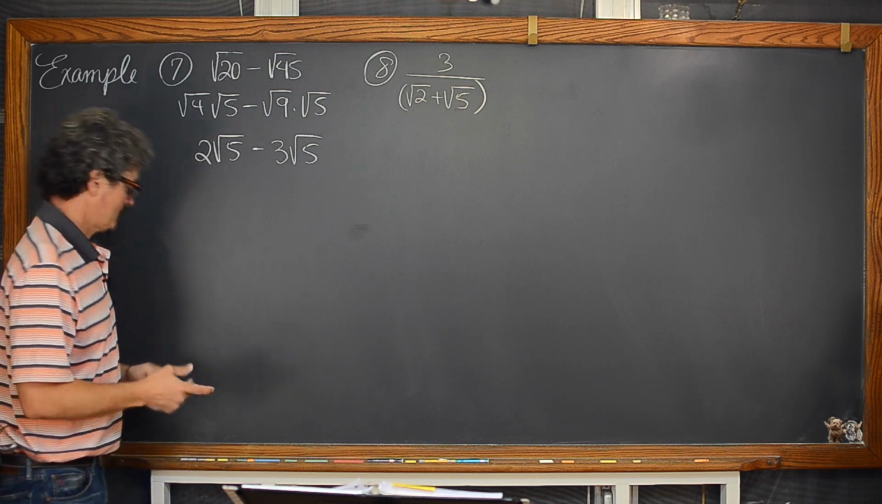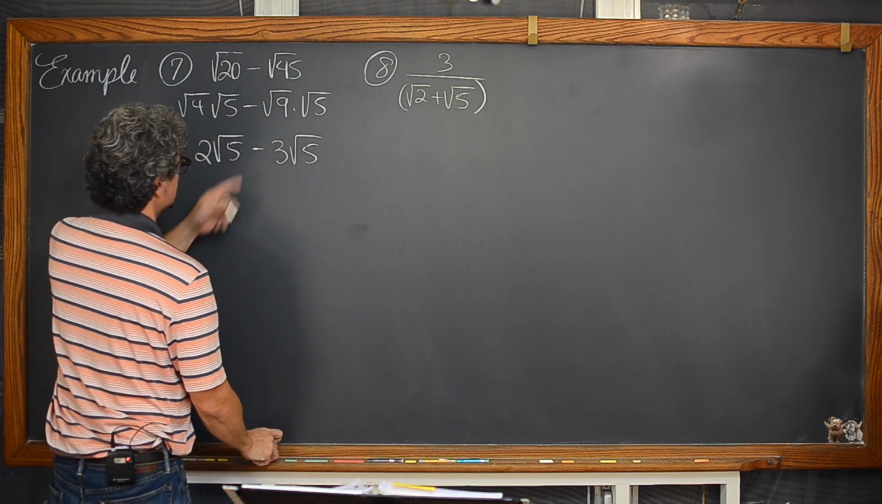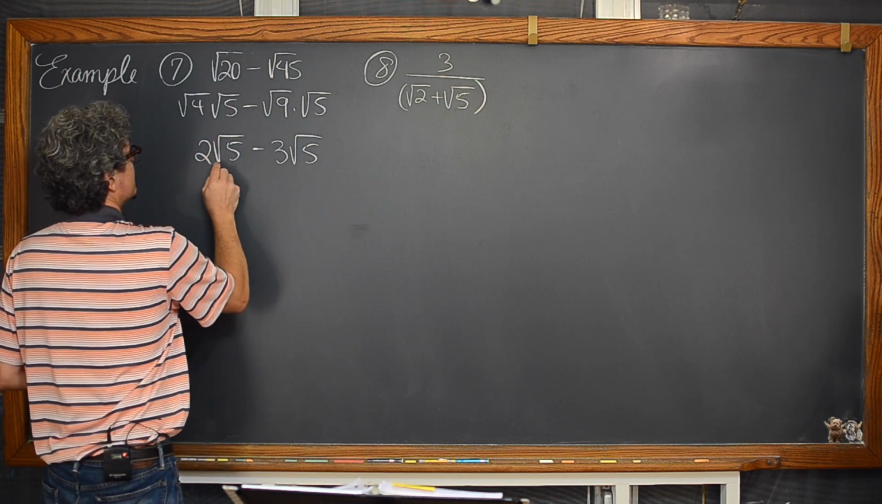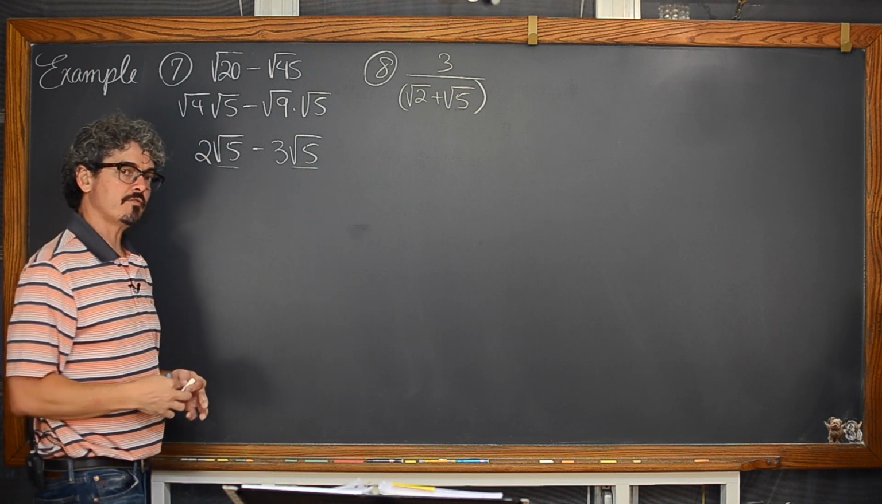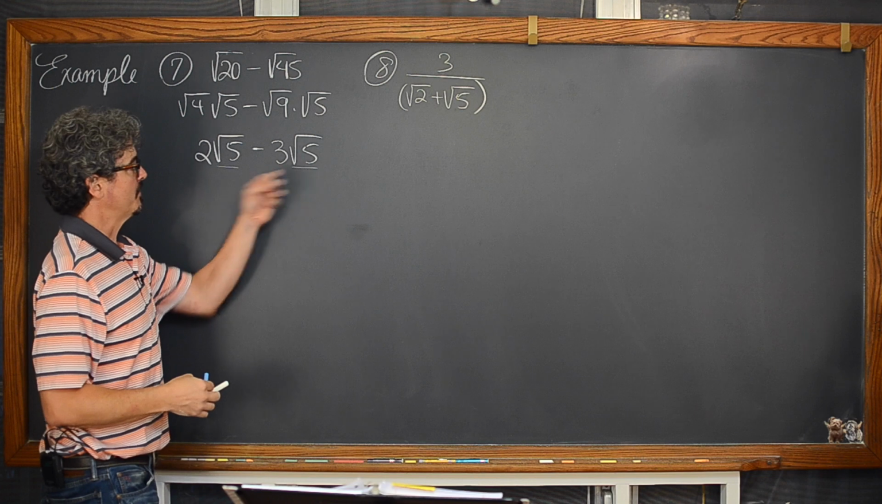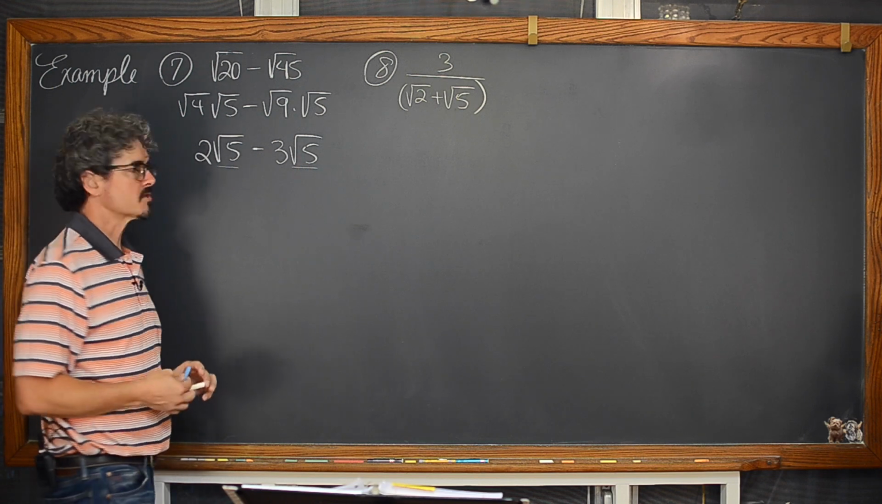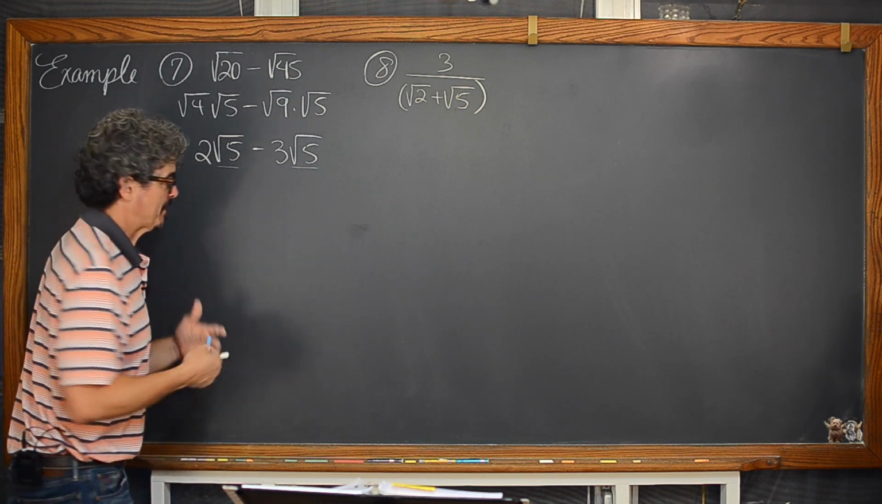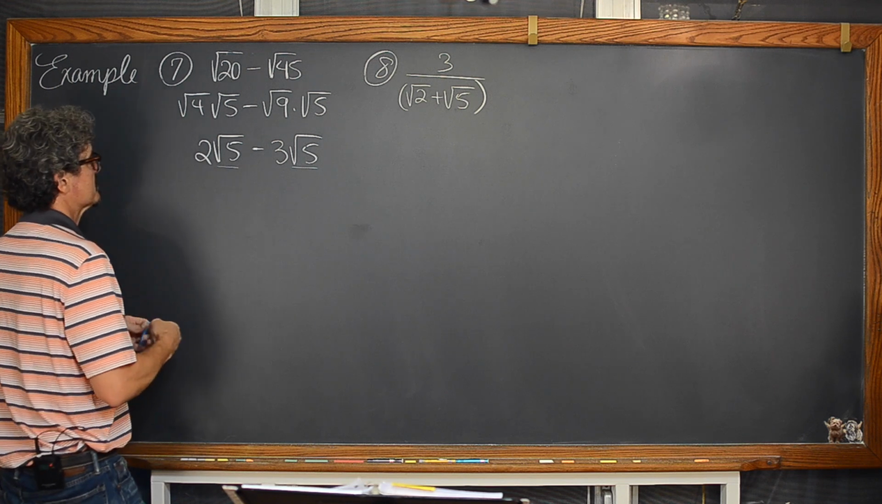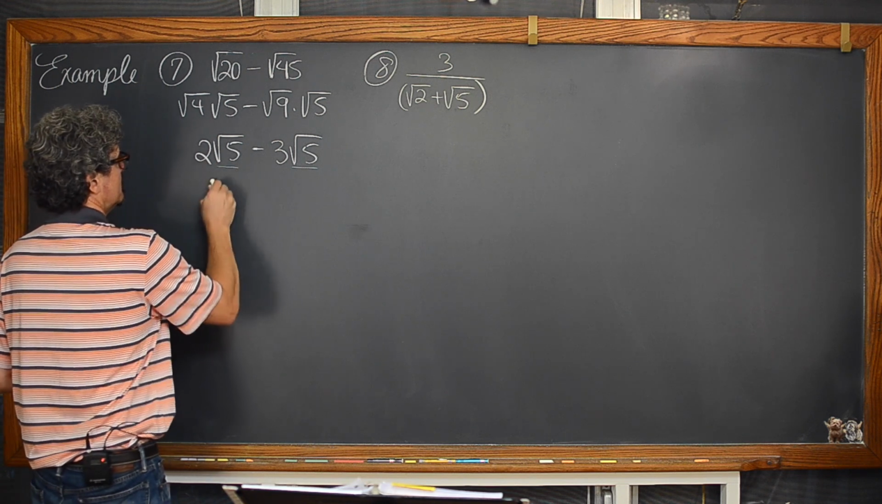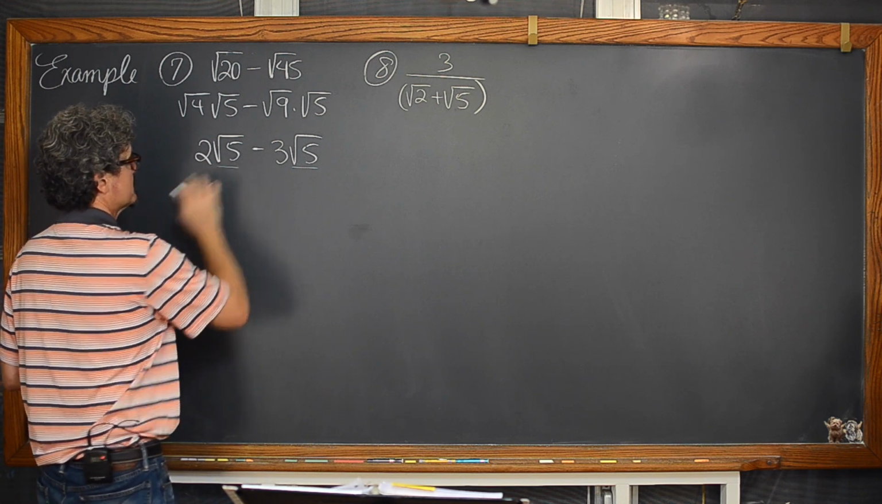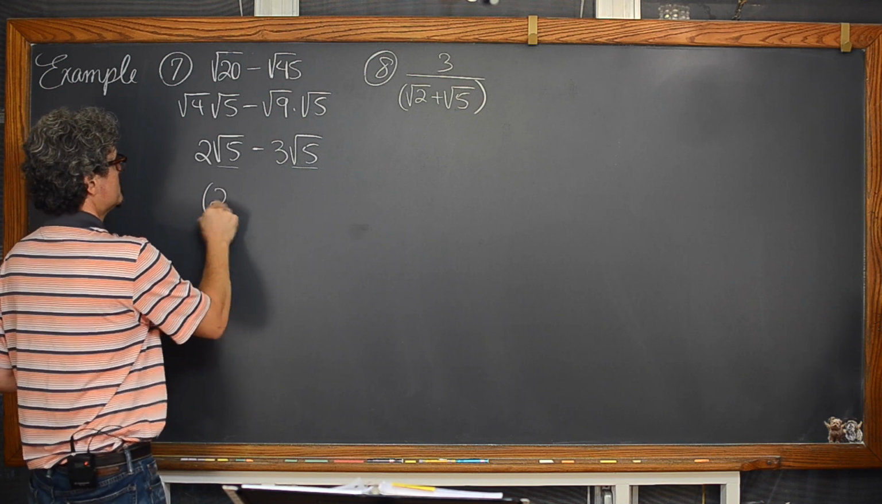And we basically have two terms here that have common factors of square root of 5. So now what we're going to do is factor out that square root of 5, basically undistribute it, giving us this first term divided by square root of 5 is going to be 2.